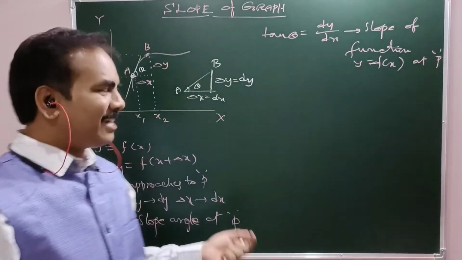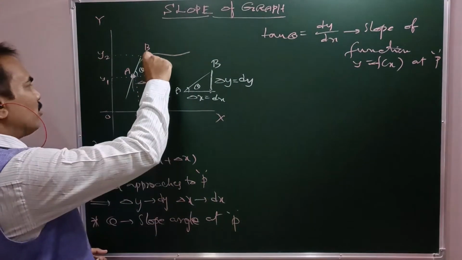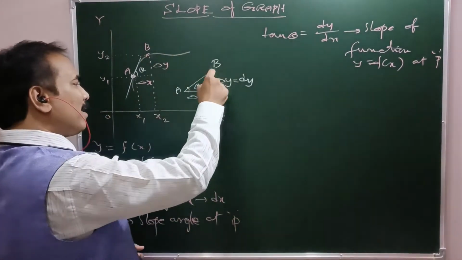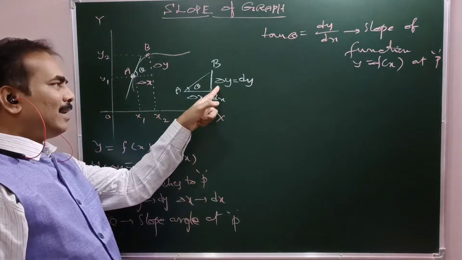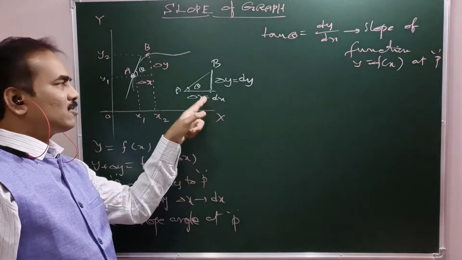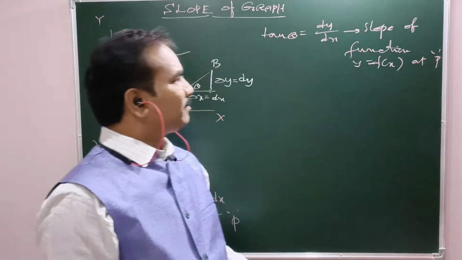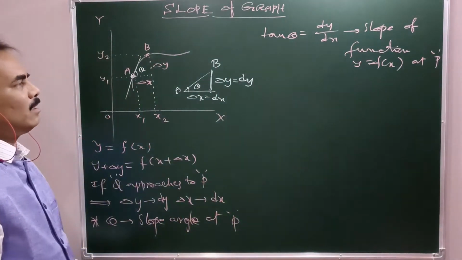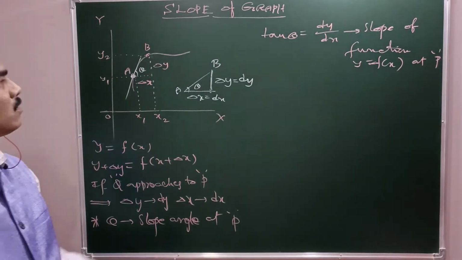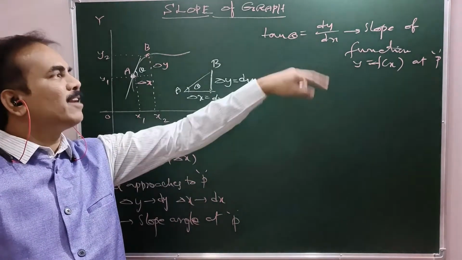So what is tan theta? Tan theta equal to opposite side by adjacent side, that is delta y by delta x in fact, but that is reduced to dy and dx. So tan theta equal to dy by dx, which is known as the slope of the function y equal to f of x at P. Right? So here tan theta itself is the slope of the function.